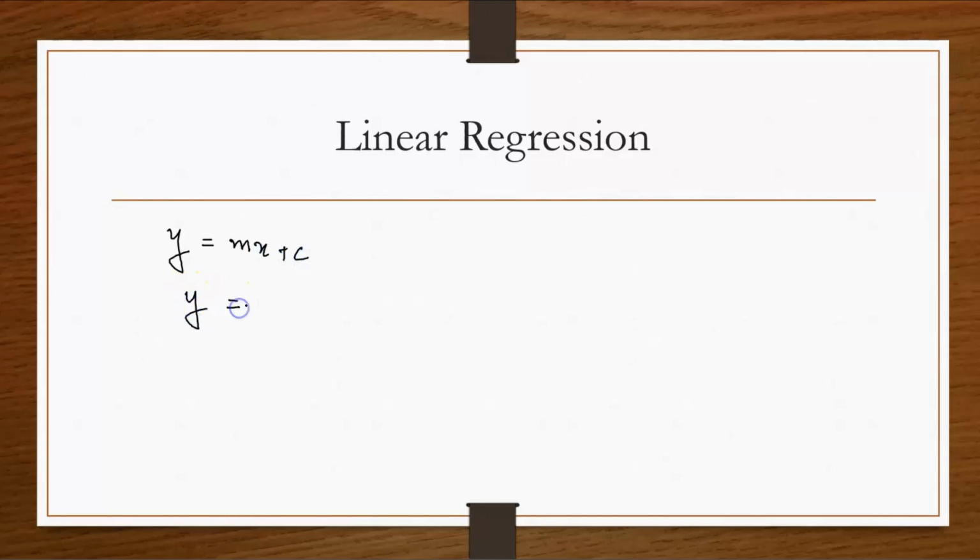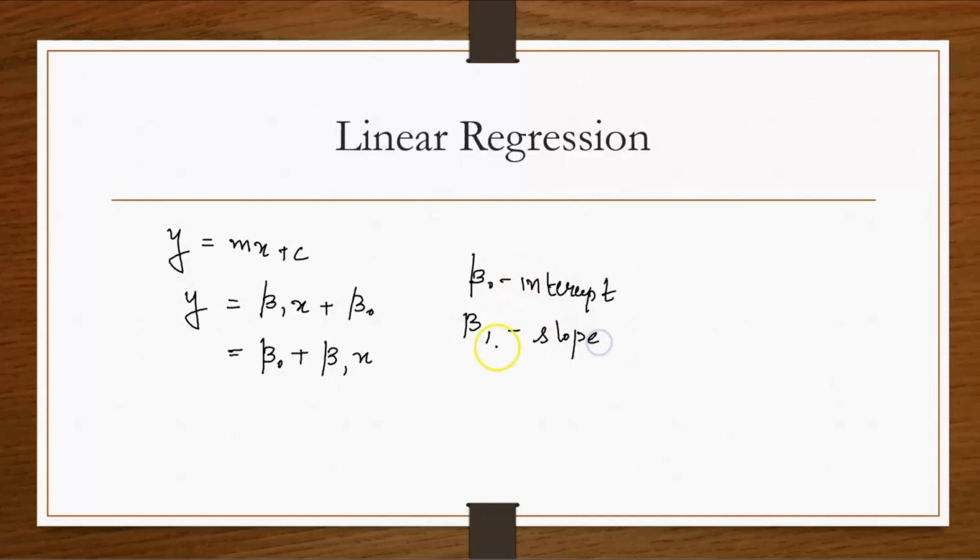In statistical model, this can be rewritten as beta 1 x plus beta naught, or as beta naught plus beta 1 x. So this beta naught is the intercept and beta 1 is the slope. According to the straight line equation, beta 1 is the slope and beta 0 is the intercept, and f is y is equal to beta naught plus beta 1 x. That's what we are trying to find. We are trying to find beta 1 and beta naught in modeling f.